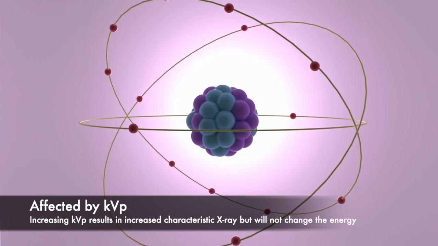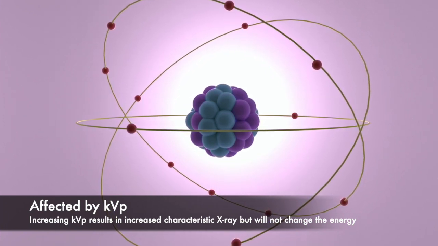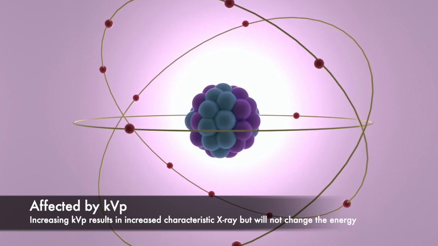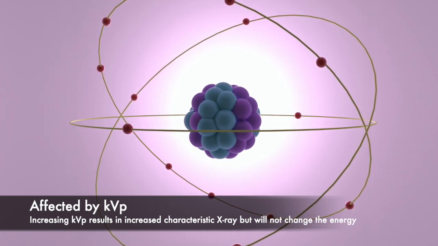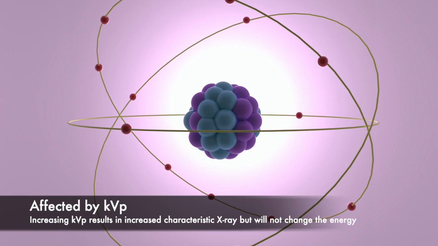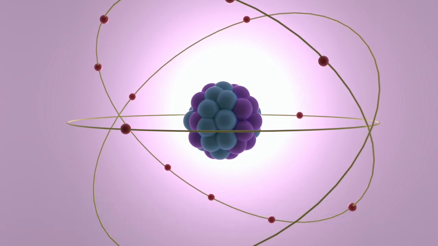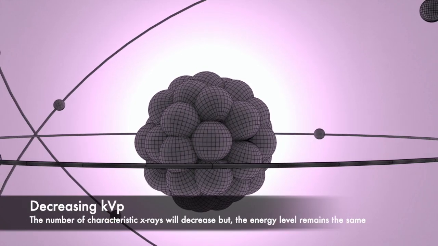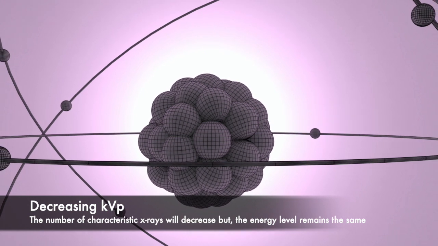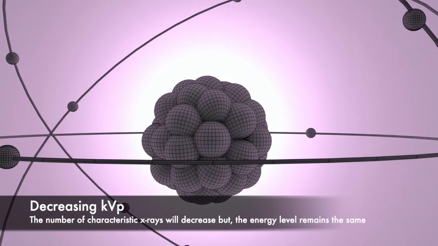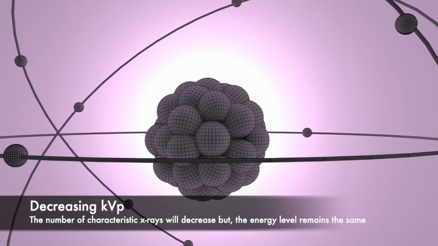Characteristic radiation is affected by kVp. Increasing the kVp will result in an increase in the number of characteristic X-rays, but it will not change the energy. If the kVp is decreased, the number of characteristic X-rays will also decrease, but there will be no change in its energy.